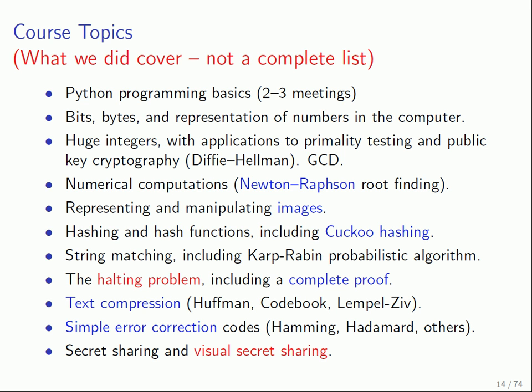So this leads quite naturally to some primality testing, which I'll show here, and some public key cryptography, Diffie-Hellman key exchange. I do Diffie-Hellman key exchange in week 5 or something like that. And also GCD, greatest common divisor. We do a week or 2 of numerical computation, specifically Newton-Raphson root finding.